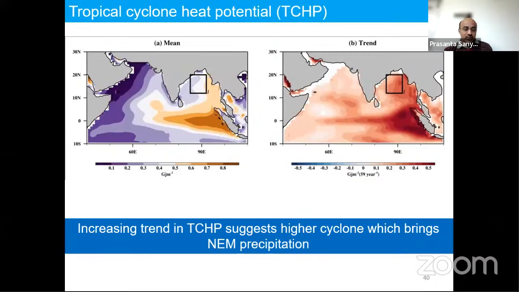Now, when we consider the cyclone heat potential, here also you can see it's very high in the source region. And if you see the trend for the last 59 years, from the scale here, it is also increasing. This increase in heat potential suggests a higher number of cyclone generation in this area, which probably contributed or resulted in the rain in the southern part of India.